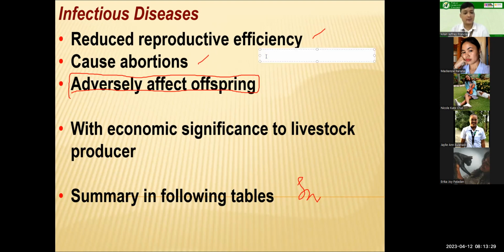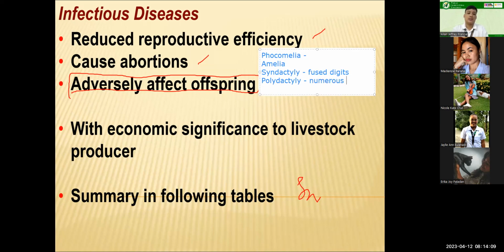So, na-encounter na ninyo itong term na to. Pocomilia, we have amelia, we have syndactyly, we have polydactyly. Ano pa? Marami pa niyan sa embryo ninyo. So, pocomilia is reduction of the digit. Amelia, totally no digit or no limbs. Syndactyly, we have fused digits. Polydactyly, we have numerous digits. So, ito yung nakikita ninyo yung may mga extra digits sa thumb. Ayan. Yung iba naman, syndactyly, webbed yung kanilang paa. Yung iba walang limb, yung iba pukol.